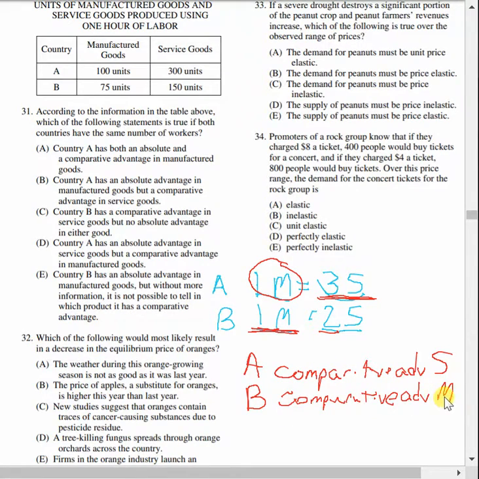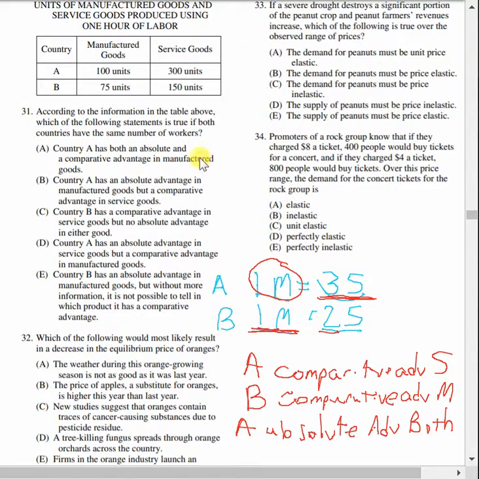Now what about absolute advantage? So if we take a look at country A, it could always make more manufactured goods than B, and it can make more service goods than B for the same number of hours worked and the same number of laborers. So country A has an absolute advantage in both goods. Okay, so let's look at the choices and see what makes sense.